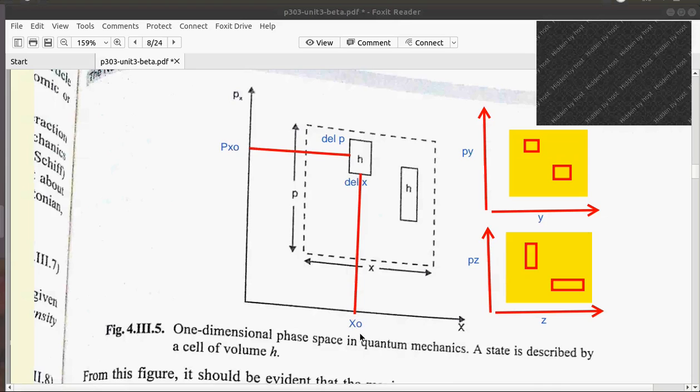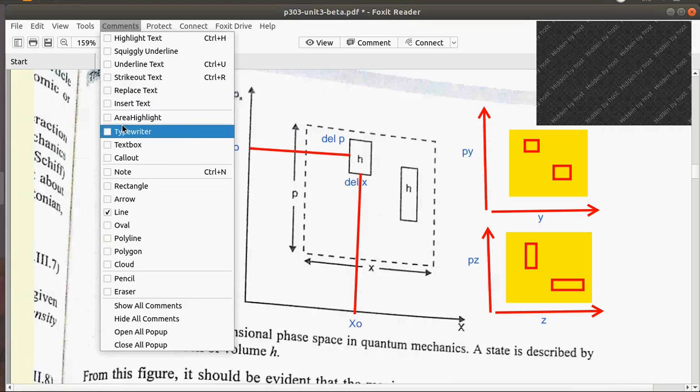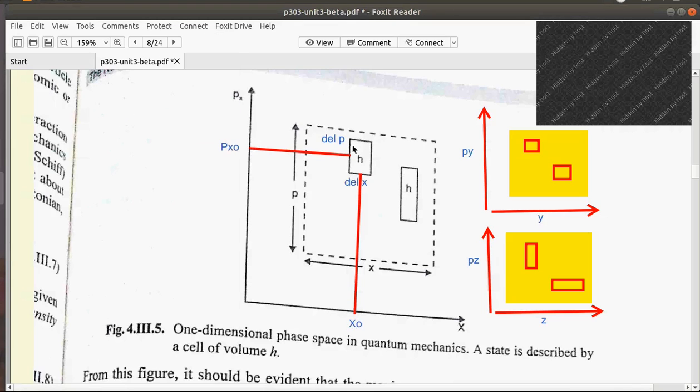So for a particle having an approximate value of x0, the delta x into delta p will give you this whole region. It shows the state of the particle. It means the particle can be having any of these values of delta p and delta x. Similarly for y also that will be happening, and similarly for z.